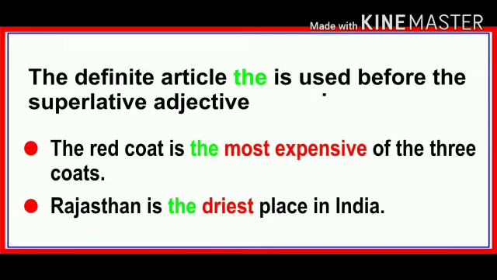The definite article 'the' is used before superlative adjectives. We use 'the'. Have a look at the example. The red coat is the most expensive of the 3 coats. Rajasthan is the driest place in India.